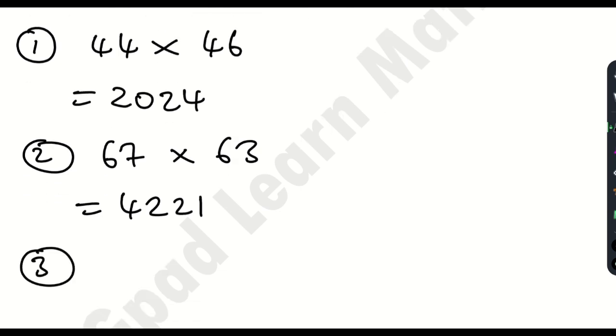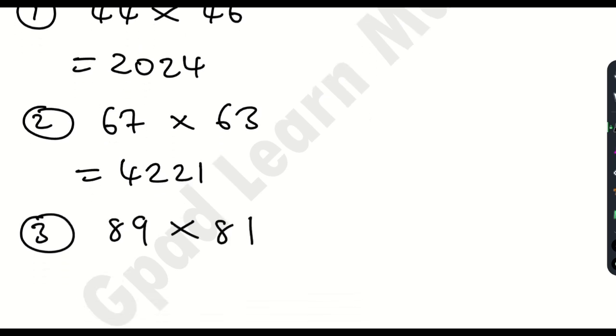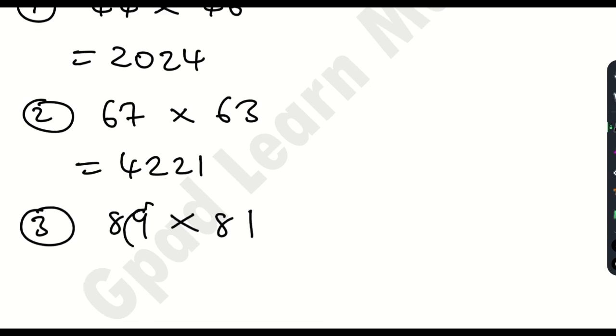Number 3, let's multiply 89 by 81. As you can see here, the first digits are 8 and 8, and the last digits both add up to 10 because 9 plus 1 is 10. So let's multiply. You take 8 here, you multiply by the next integer, which is 9. 8 times 9 is 72. So you write 72 here. However, if you multiply 9 by 1, you are going to get 9. But you are not supposed to write just a single digit. So 9 can be written as 09. So you write 09 here. And this is your answer.